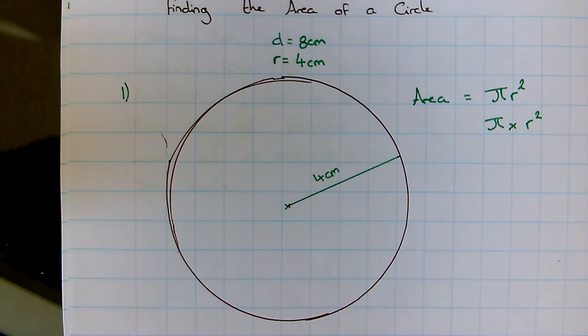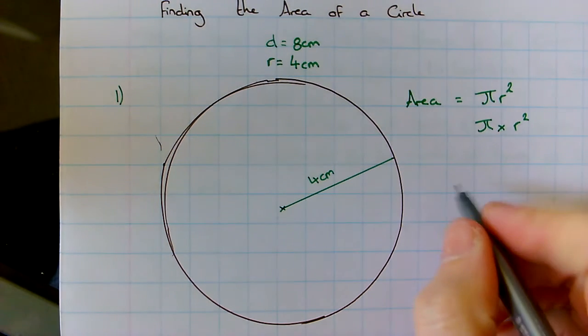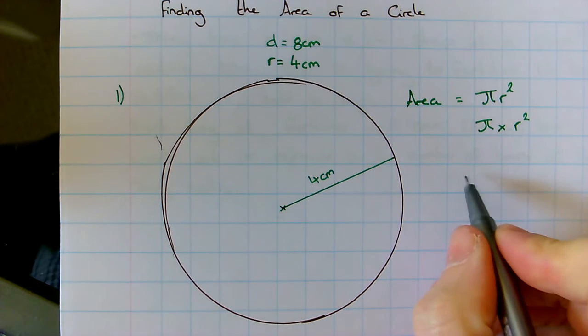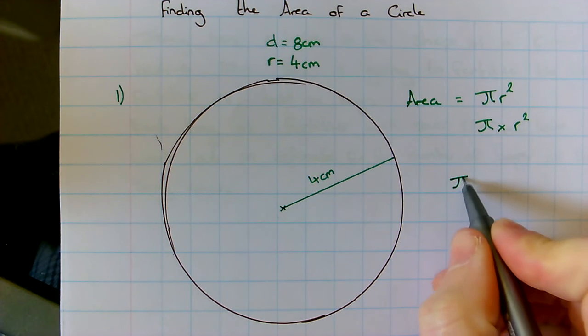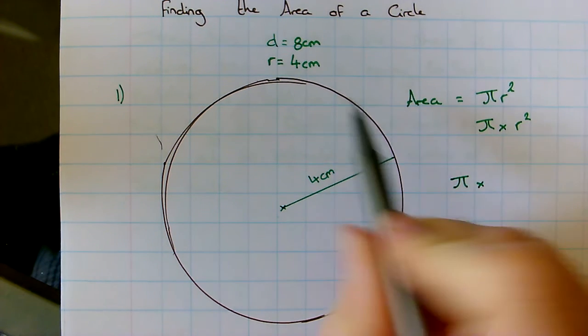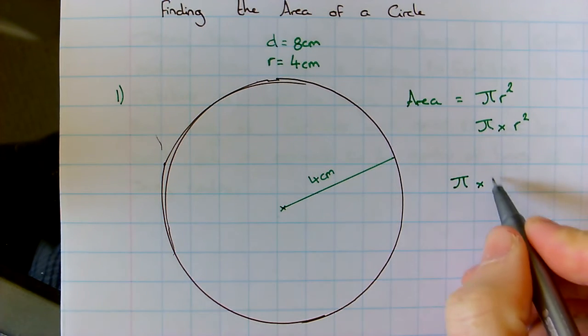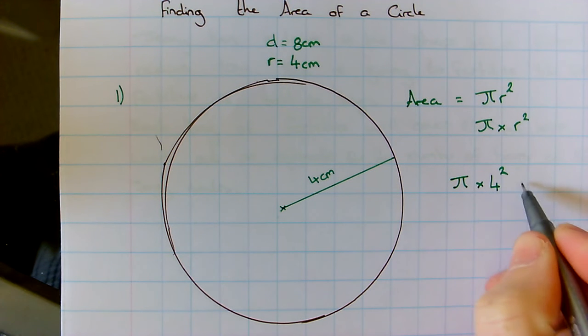Now I've determined that I'm trying to find the area. I'm going to use my formula for the area of the circle to calculate the area of this circle, and you will need a calculator. Everything you do here will be done with a calculator. So, first thing I'm going to do is write out my formula, which I've already done, and swap the letter r for what I've determined the radius to be, which is 4. So it's pi times 4 squared.